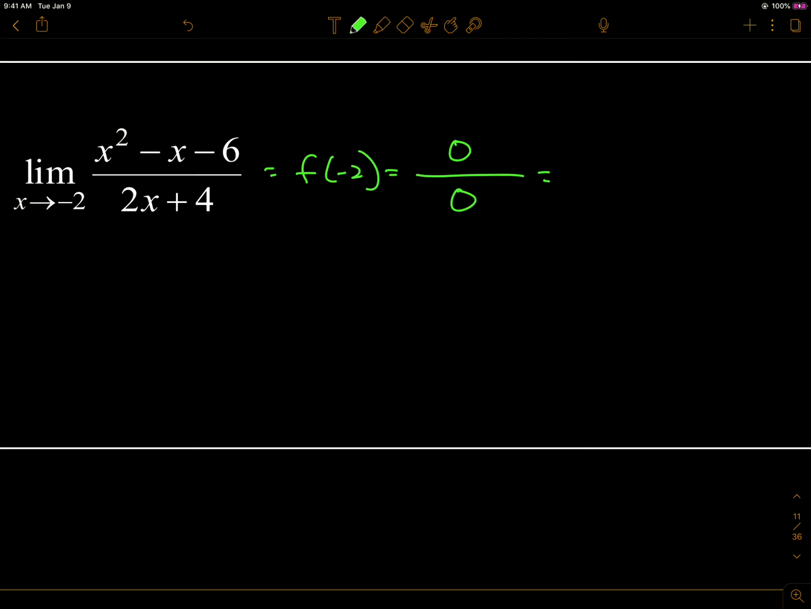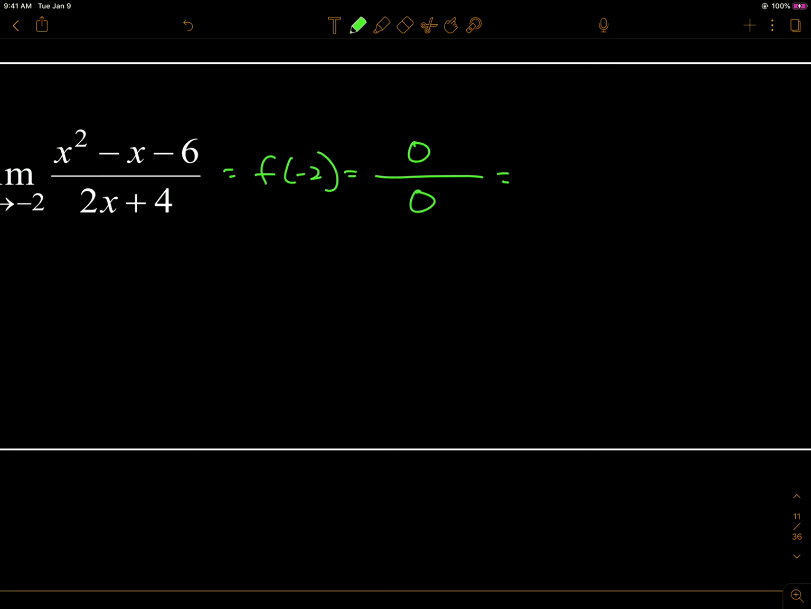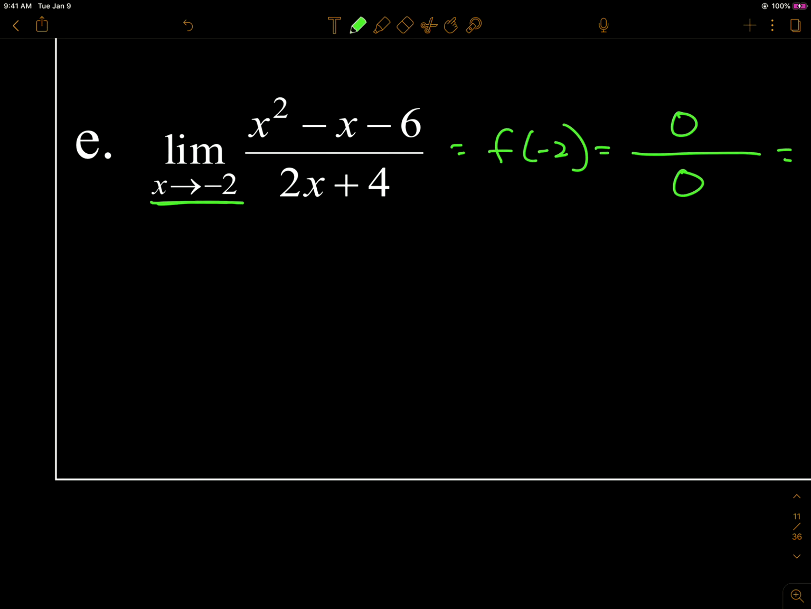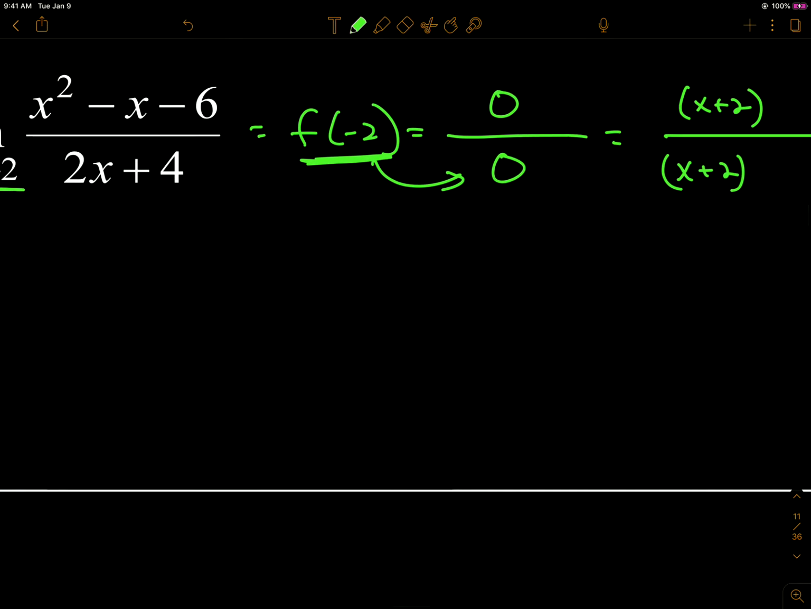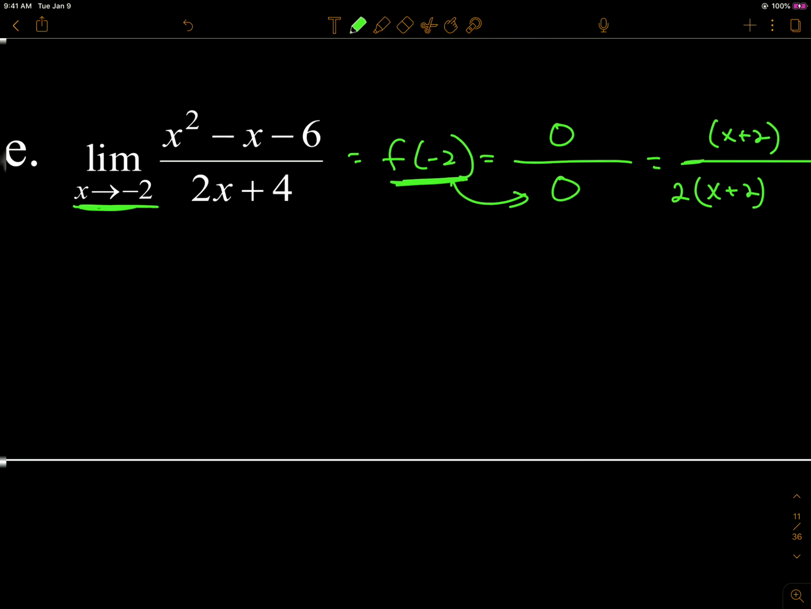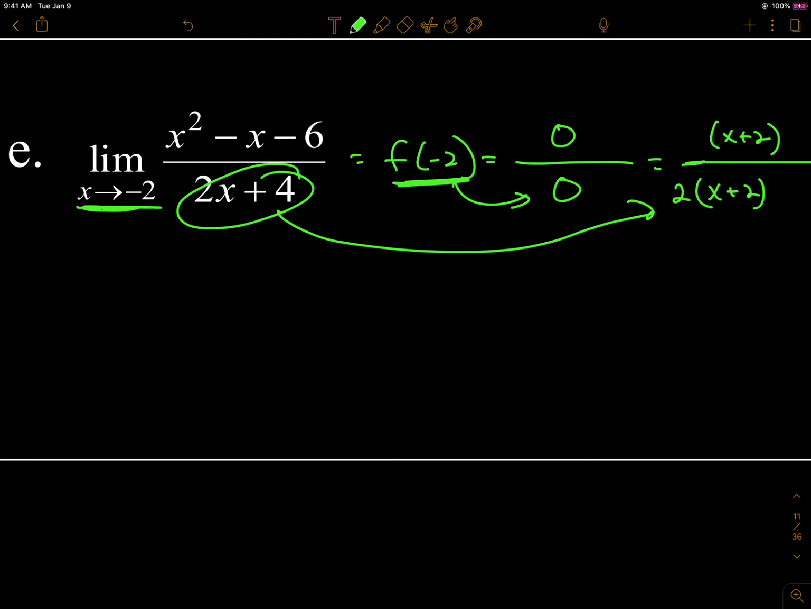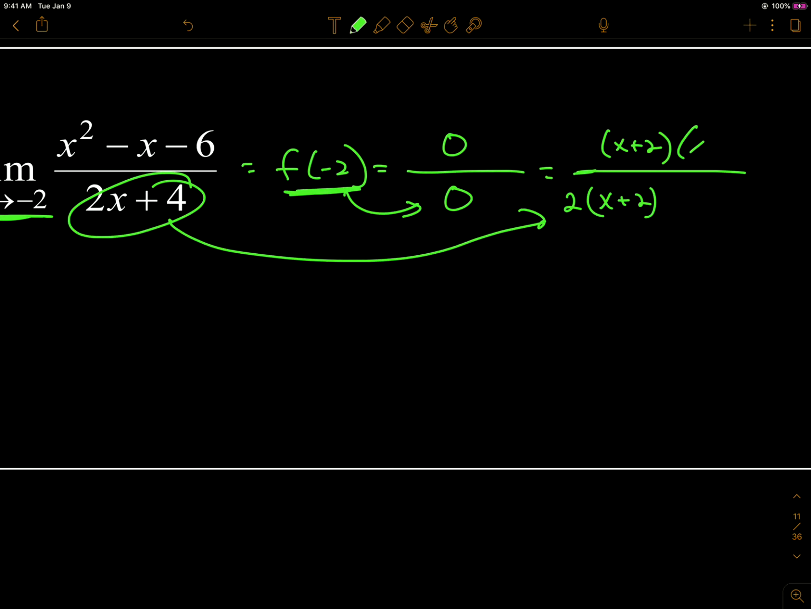So that means I should be able to tease out a factor of x plus 2 on top and on bottom, because I know that if f of -2 is 0, then x plus 2 must come out of the top and the bottom. So on the bottom, it's going to be 2 times the quantity x plus 2, right, if I just factor the bottom. And if I factor the top, it's going to be x plus 2 times x minus 3.